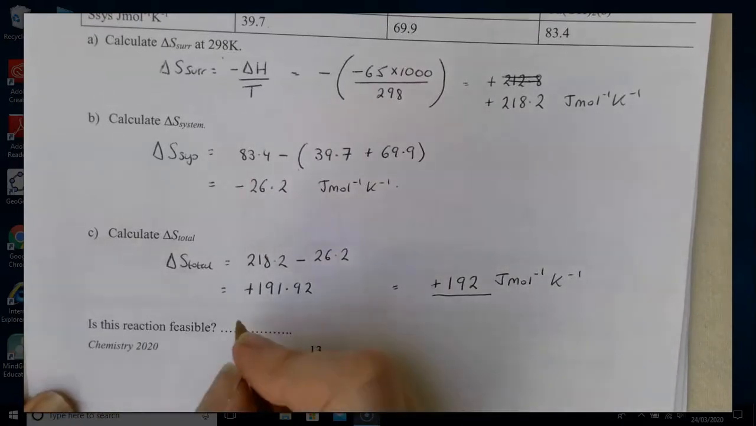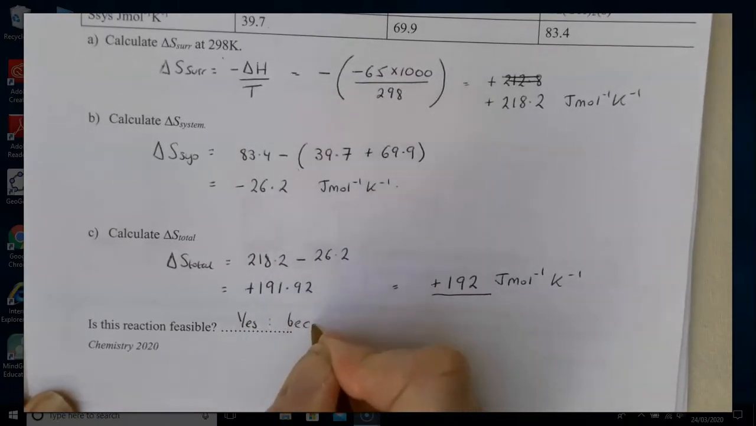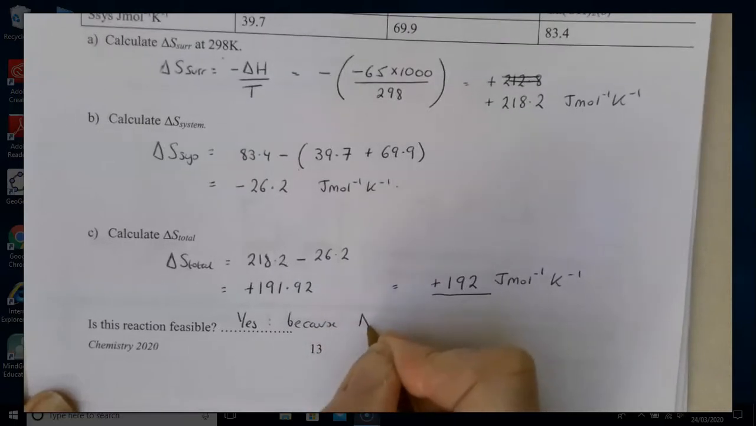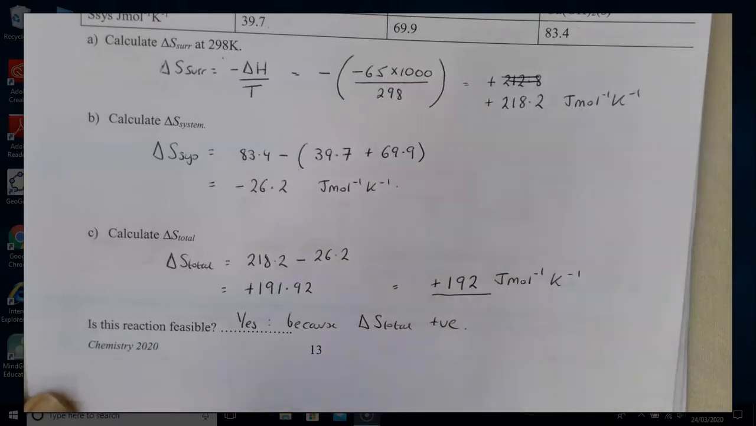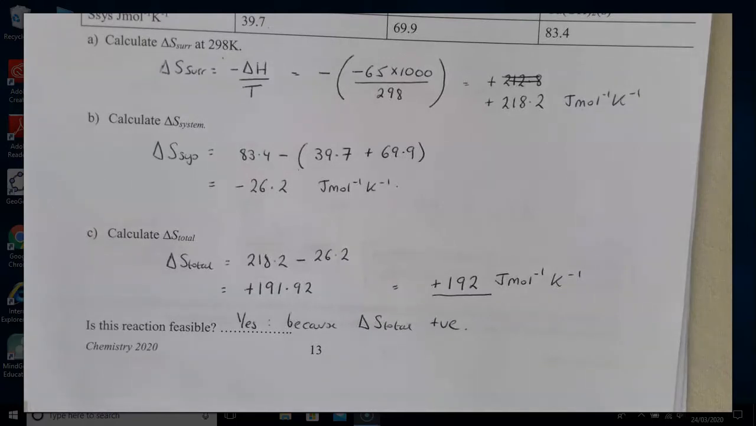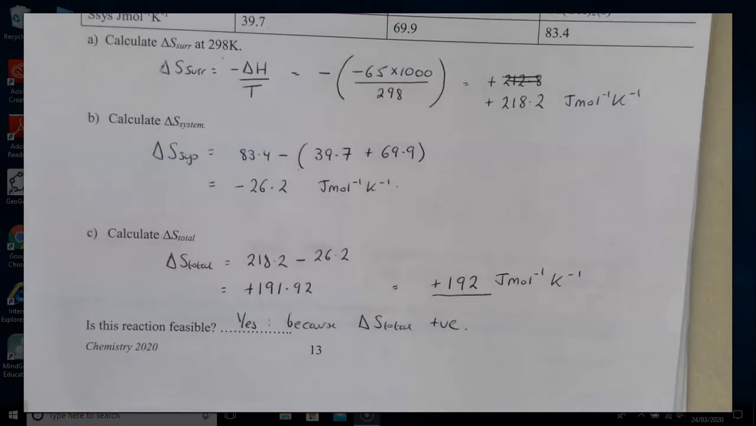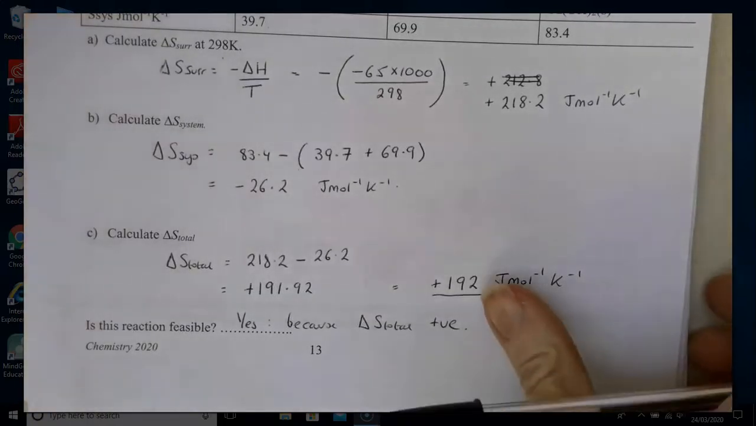So is this reaction feasible? Yes. Why? Because my delta S total is positive. And it's as simple as that. Any reaction is feasible only because the delta S total is going to be positive. If it's negative, then we say the reaction is not feasible, what we call not spontaneous. Okay? So turn over to the next page.